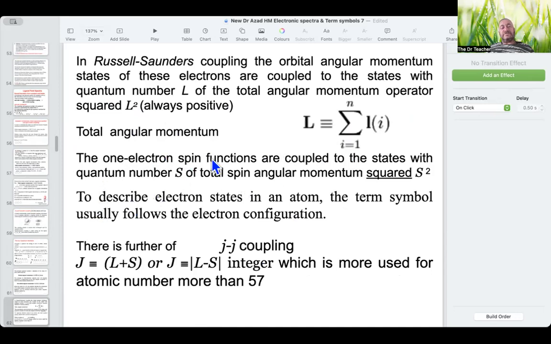So the one-electron spin functions are coupled to the state with a quantum number S, the total spin angular momentum squared, S to the power 2. To describe the electron state in the atom, the term symbol usually follows the electron configuration. So first you have to write the electron configuration to find the last electron.